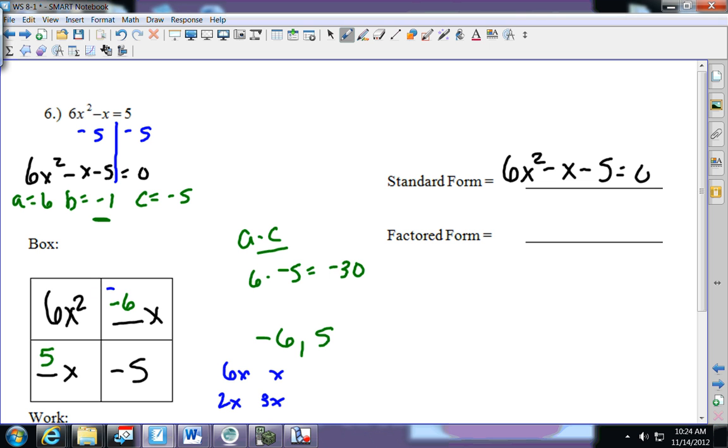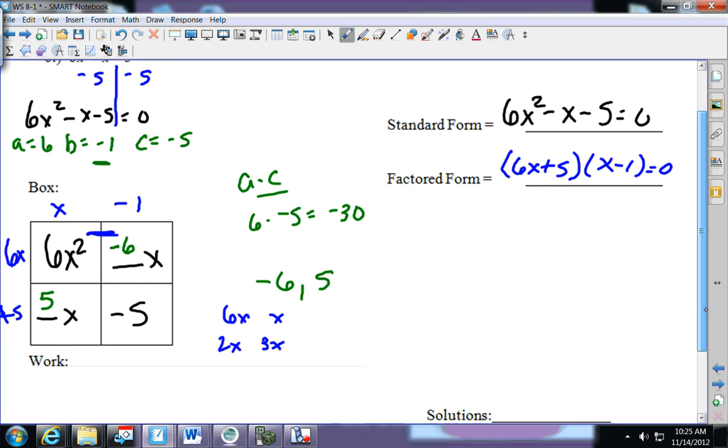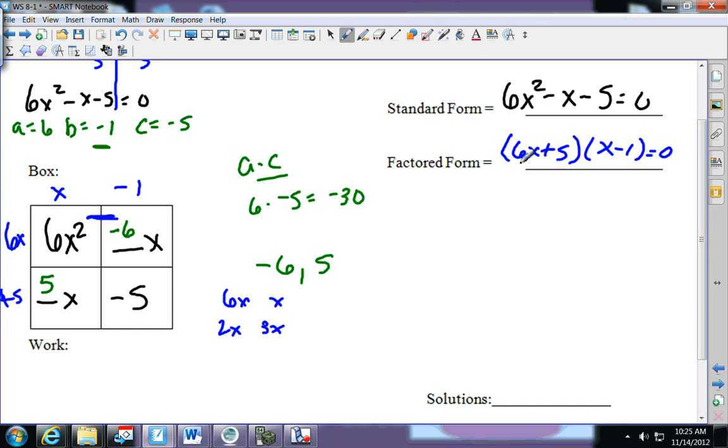Out of these two boxes, which one of these is the greatest common factor? It would be 6x. And then the 1x would go up here. 6x times negative 1 gives you negative 6x. X times positive 5 gives you 5x. So factored form, 6x plus 5 times x minus 1 equals 0. You're going to want to check it by putting it into y1 and y2.